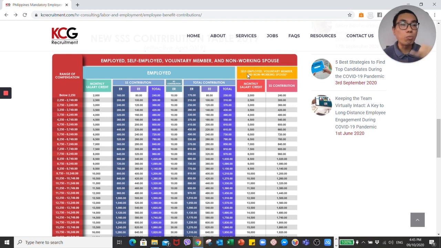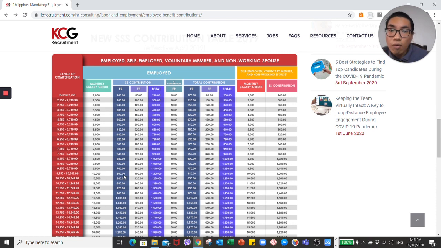Yan yung mga may own business pero sila yung actively na nagmamanage ng business nila, or mga freelancers like yung mga freelance accountants, sales agents, real estate brokers, financial advisors. Basta yung mga freelancers na matatawag natin, or even yung mga freelancers na copywriter, yung mga ganong nature ng work. And then, non-working spouse, usually yung mga housewife natin. And kung 10,000 yung sahod ng isang employee, mag-fall siya dito sa row na to. So monthly salary credit is 10,000.